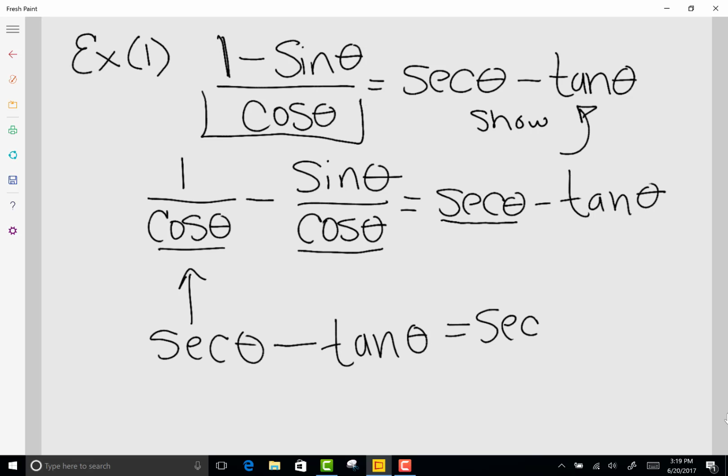So I just showed that both sides of the equal sign are the same. So we proved this identity by taking one fraction and splitting it into two fractions and then simplifying it.